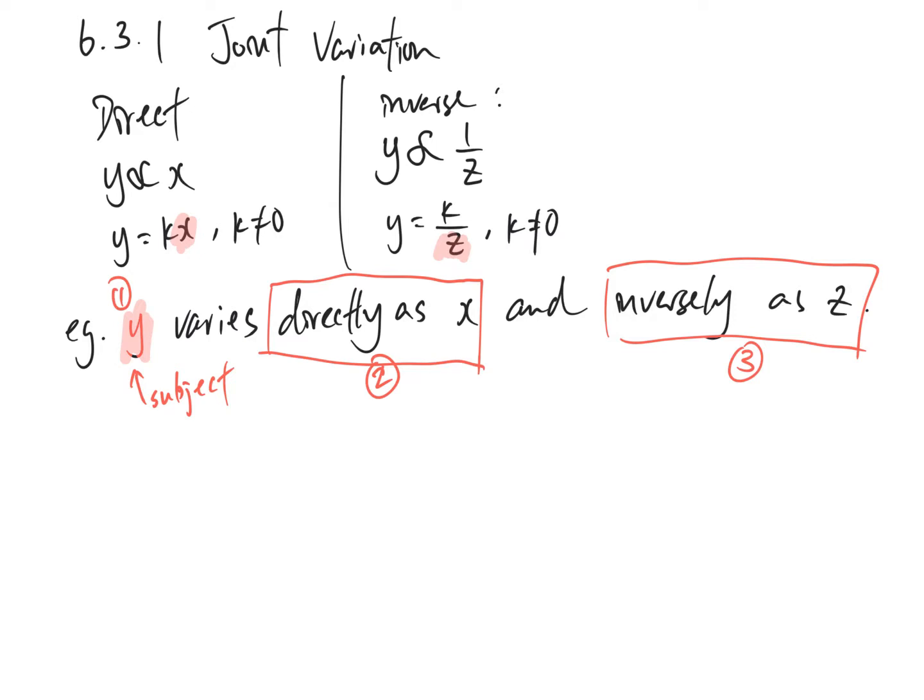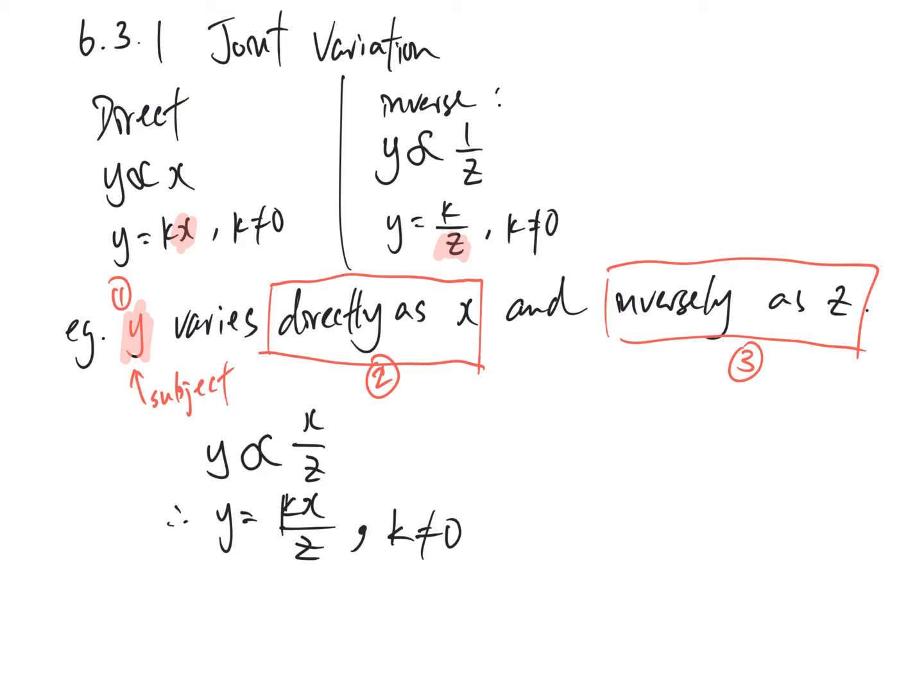So how should we write down the variation formula for this one? Very simple. We just join x and z together, but there will only be one variation constant, that is k. It will look like this: y varies directly as x, so x is the numerator. Inversely as z, so z is the denominator. Therefore, y equals kx over z, where this k is not 0.